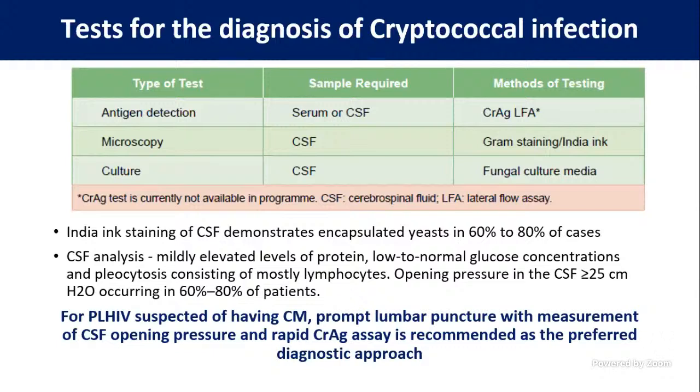Whenever we suspect a patient of having cryptococcal meningitis, a prompt lumbar puncture, measurement of opening CSF pressure, and also a rapid CRAG assay is recommended as a preferred diagnostic approach. Remember, this is the preferred diagnostic approach. However, if CRAG is not available, then you must go ahead with the India Ink preparation of a stained smear of the CSF. Next, please.